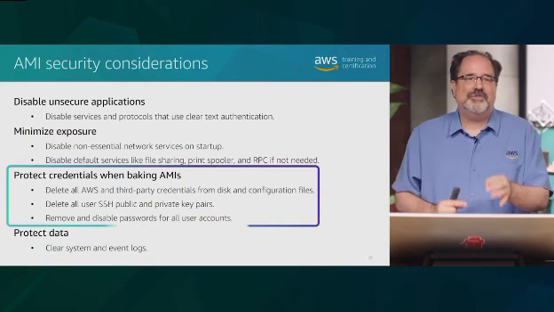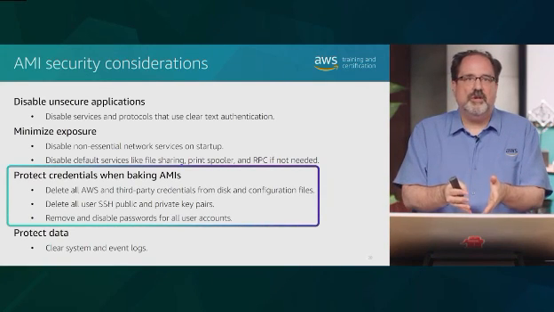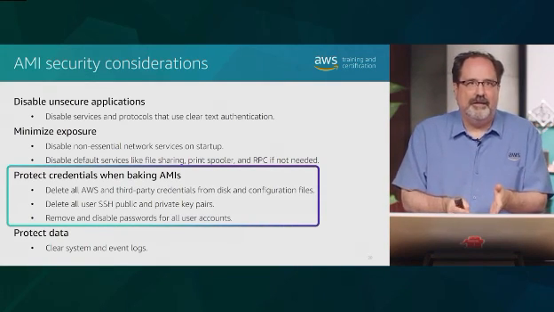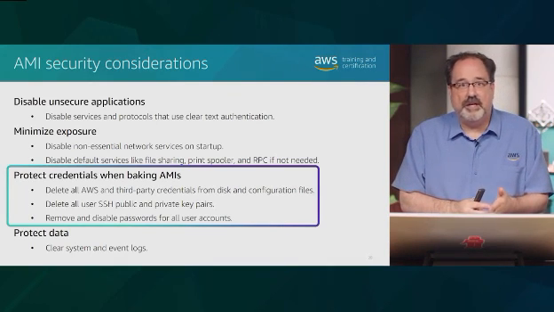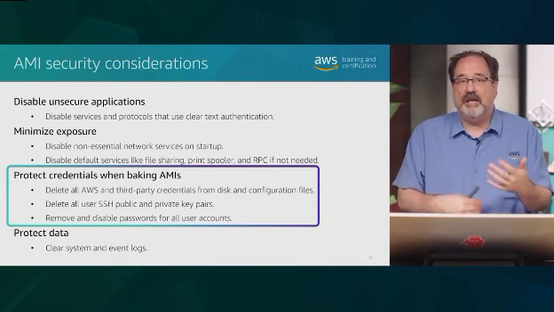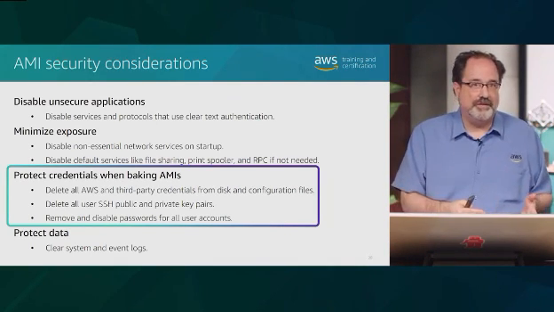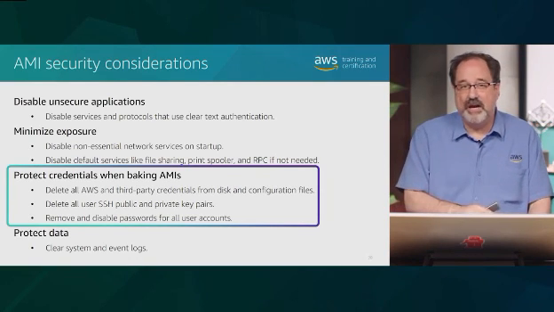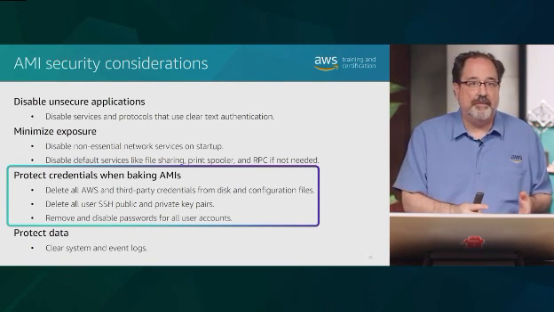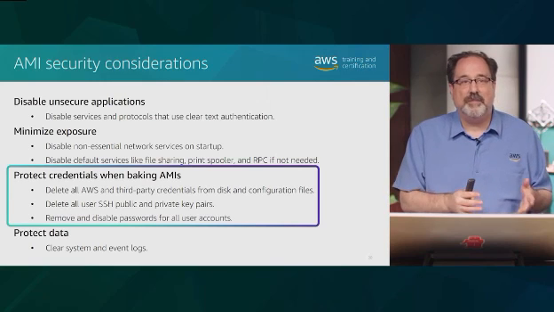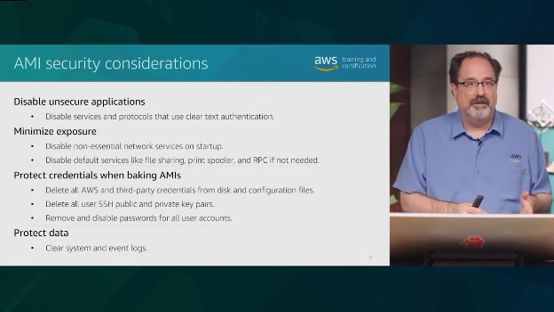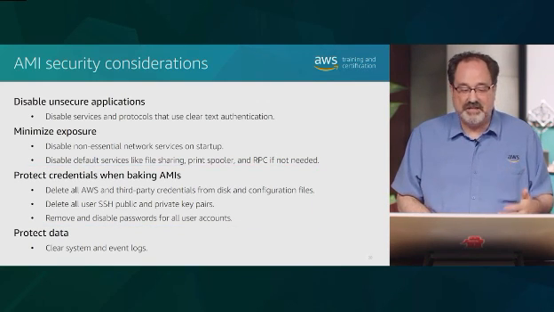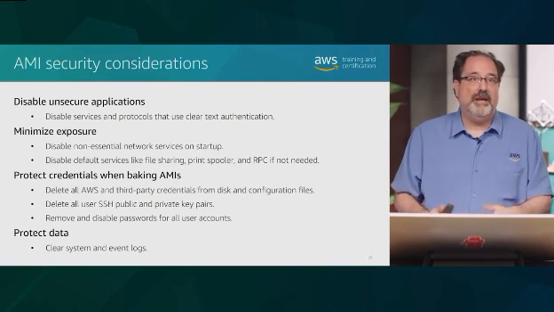Do not install any credentials on a baked AMI. Delete any third-party credentials from any disk. That way people can't use it and use your licenses. Certainly delete any user SSH public and private key pairs as part of your AMI and passwords that might otherwise be installed. Finally, clear any system and event logs before baking the AMI.